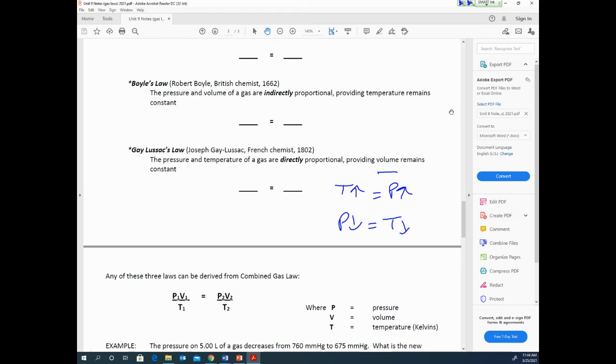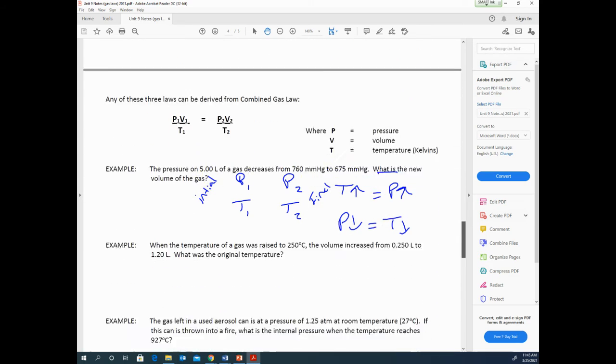So the formula is going to look just how yesterday's looked: P1 over T1 equals P2 over T2. Remember, the 1s and 2s just mean initial and final. This is how the gas started, the initial pressure and initial temperature, and this is how it ends, the final pressure and final temperature. That's all we really need. We're going to use that formula to solve this last problem.